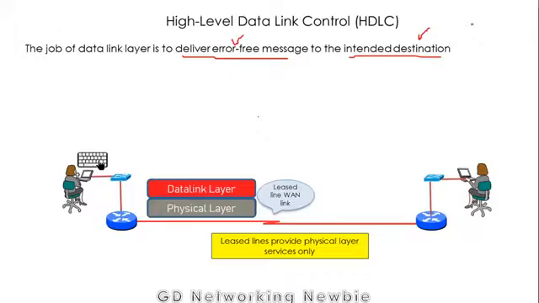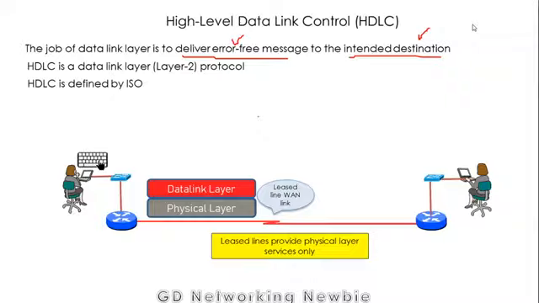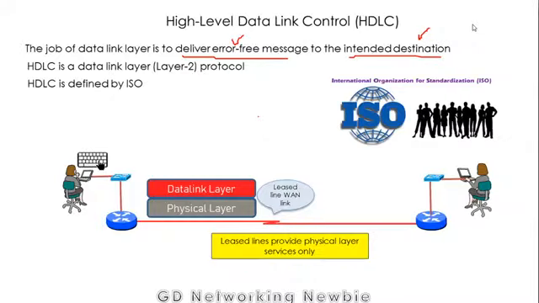And for these leased lines, HDLC is the answer. So this is the reason we are going to study HDLC today. HDLC is a data link or layer 2 protocol, and it was defined by ISO. ISO is a standards body that gave us the OSI networking model.